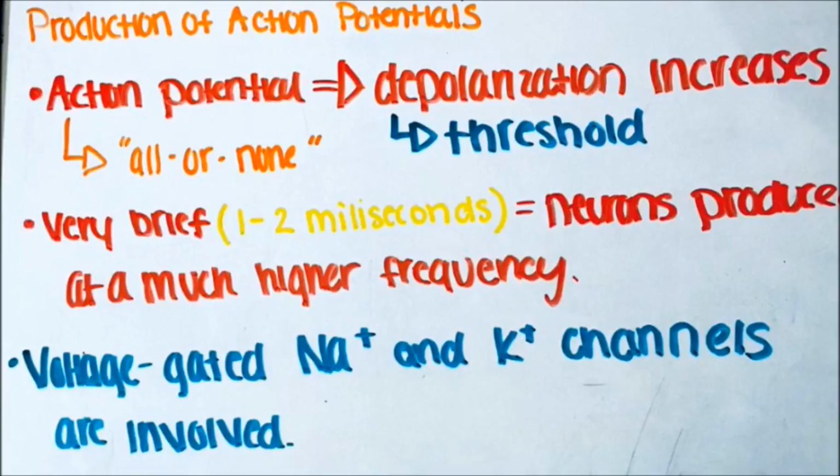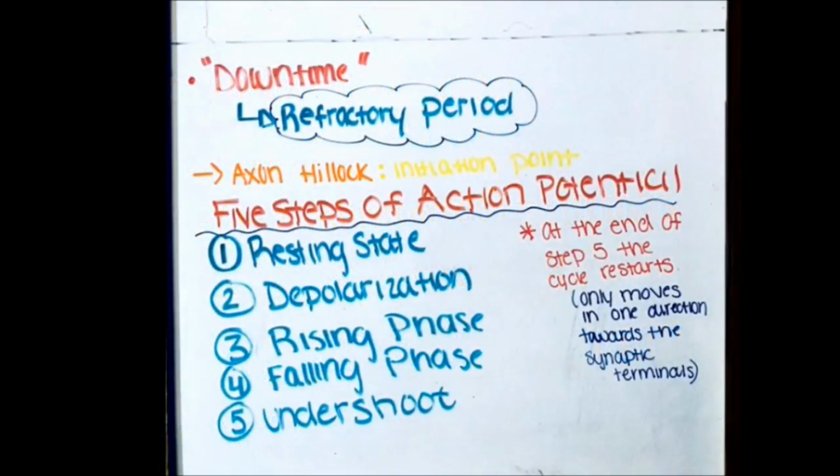Voltage-gated sodium (Na+) and potassium (K+) channels are involved in the production of action potentials. The downtime when a second action potential cannot be initiated is known as a refractory period, and it sets a limit on the maximum frequency at which action potentials can be generated. The refractory period is caused by inactivation of sodium channels. The axon hillock is usually the site where an action potential is initiated. Sodium inflow during the rising phase creates an electrical current that depolarizes the neighboring region of the axon membrane. The depolarization in the neighboring region is large enough to reach the threshold, causing the action potential to be reinitiated.